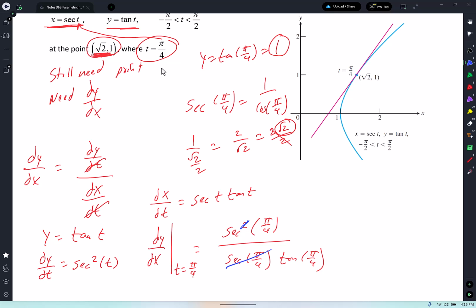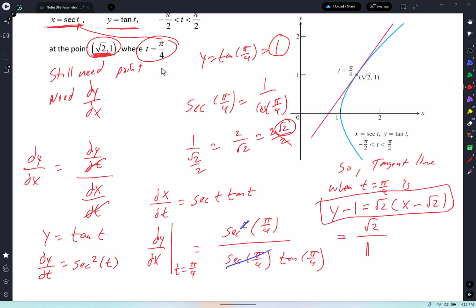All right. What is secant of pi over 4? You did it earlier. 1 over square root of 2, which is the same thing as just square root of 2. So I'm going to write square root of 2 divided by, what is tan of pi over 4? 1. Let me make sure that I'm not messing anything up. All right. I got it, guys. So here's my tangent line when t equals pi over 4: y minus 1 equals square root of 2 times (x minus square root of 2). How do we feel? Nothing crazy, right?